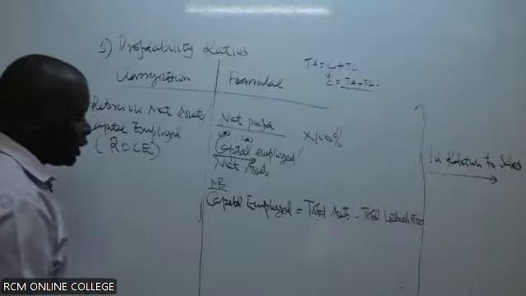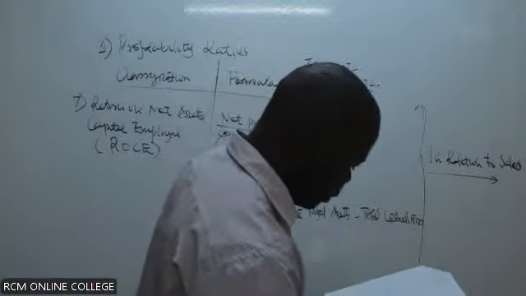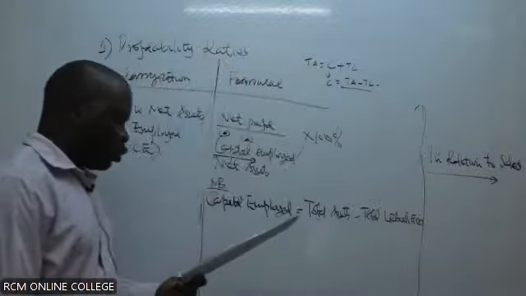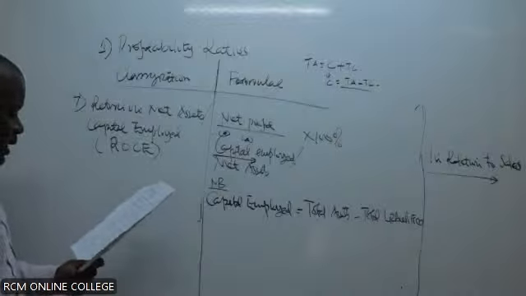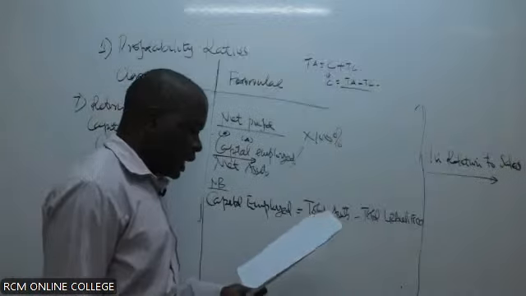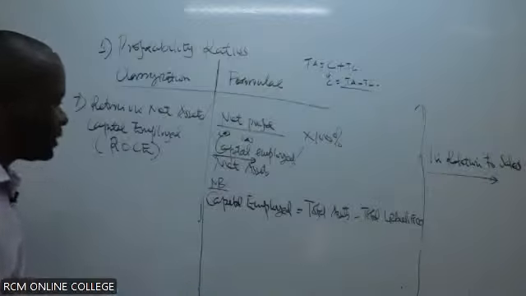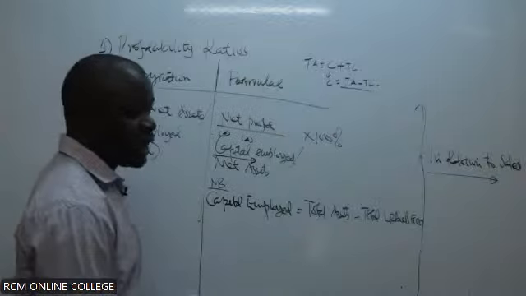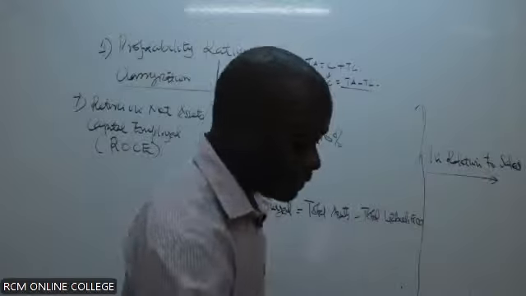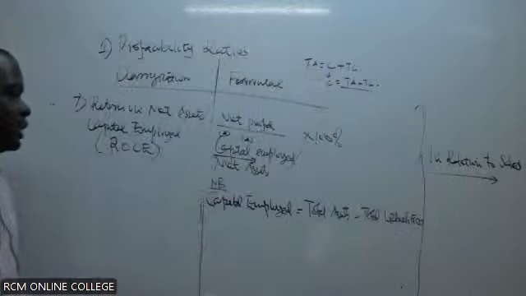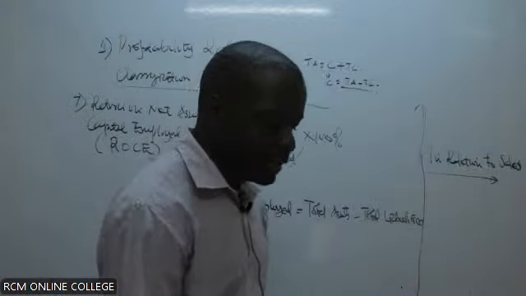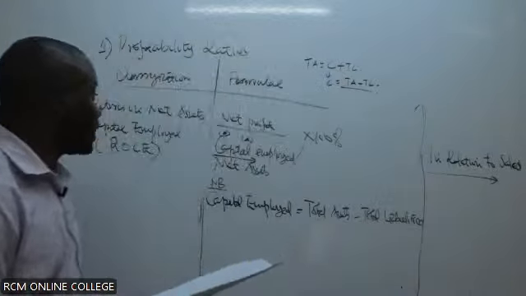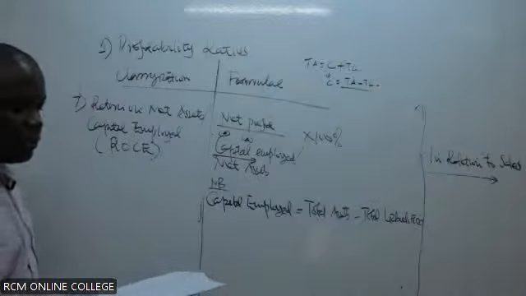Return on capital employed. So what does it indicate? You can briefly write what this particular ratio indicates. It indicates the percentage return from utilization of net assets.